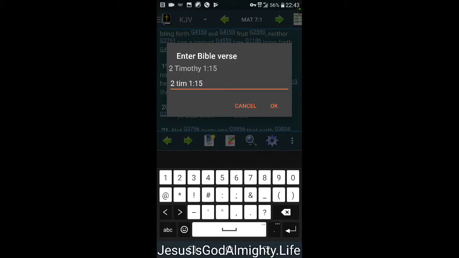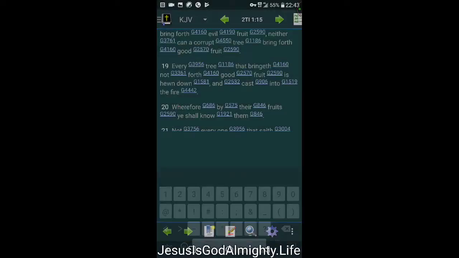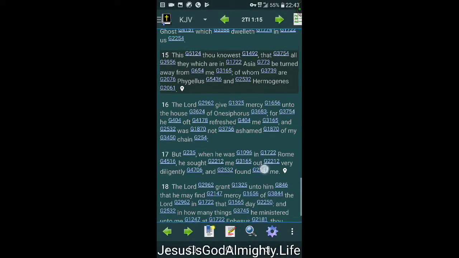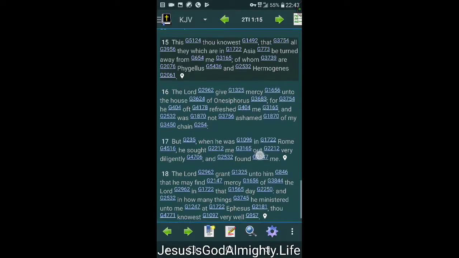But anyway, all Asia already in the first century left Paul. This is from Paul himself in one of his last letters, if not the last letter of his. This thou knowest, that all they which are in Asia, now Asia is nowadays Turkey, actually West Turkey. That's the same place where Jesus or Yeshua is actually making John the Apostle write to 7 congregations.